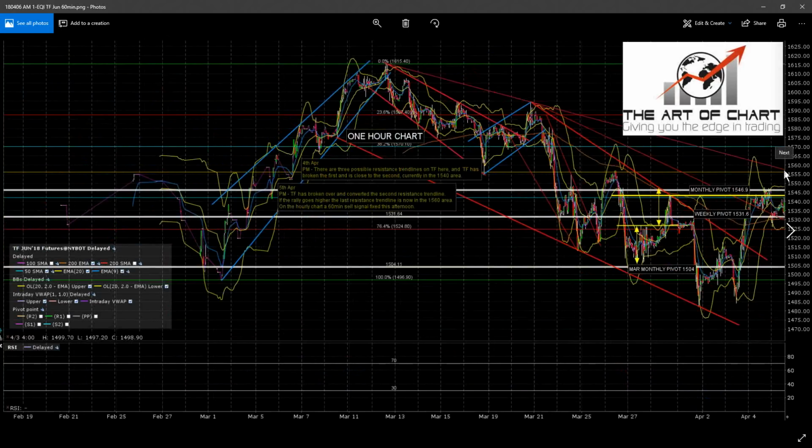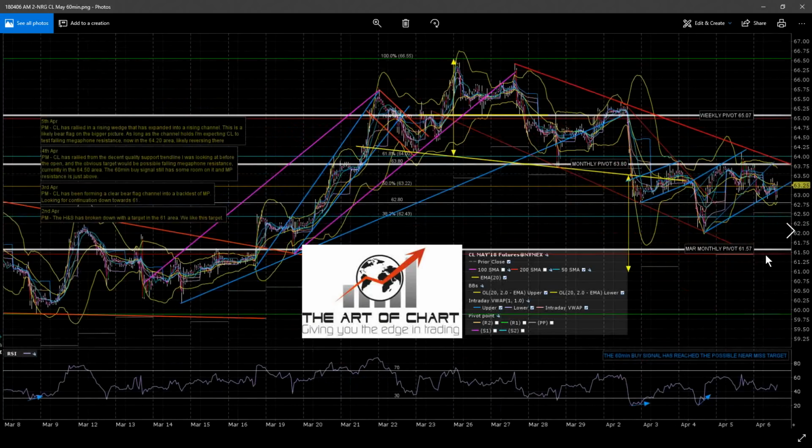I'd quite like to see a test of this megaphone resistance trend line, currently in the 1558 area. Because if we see a test and reversal there, then that sets us up very nicely to head back down into megaphone support, which would currently be in the 1460 area. That sets up the next move down very nicely, and RUT often delivers the best patterns and trend lines. So I'm watching that carefully. CL, we have also set up a rising channel overnight, and we broke it.